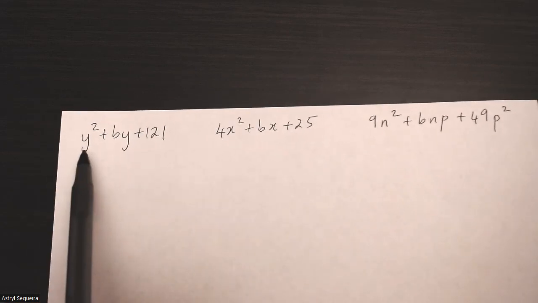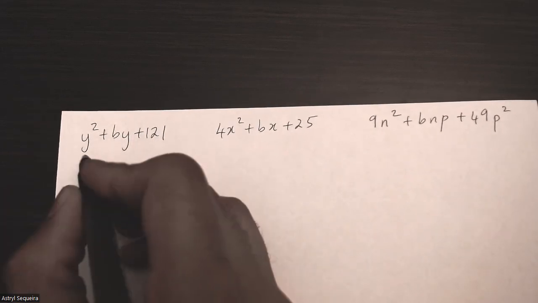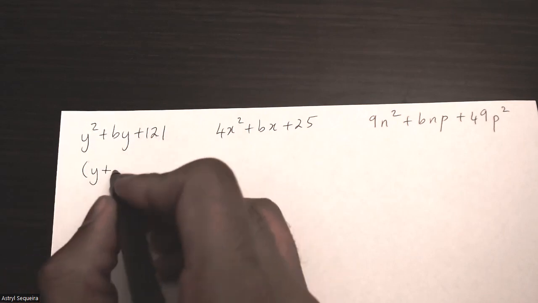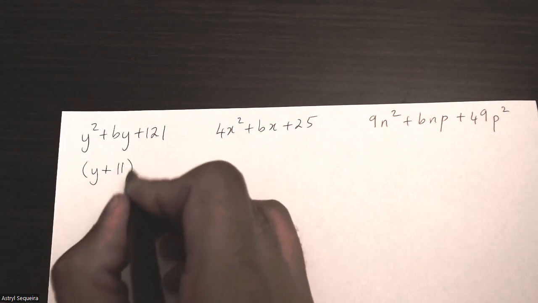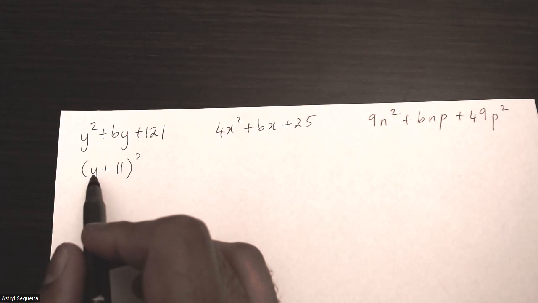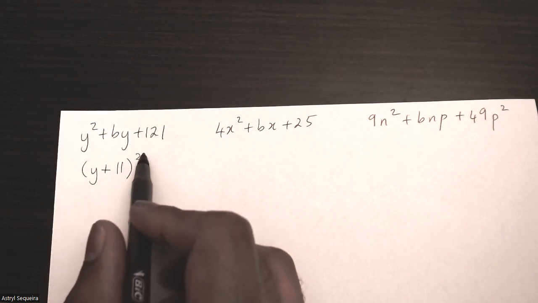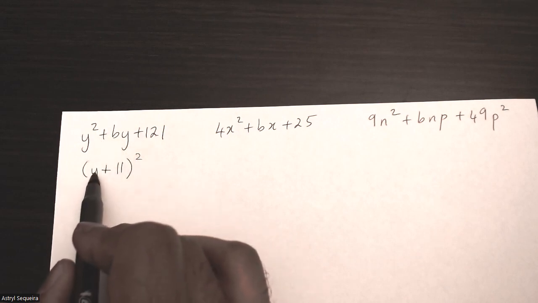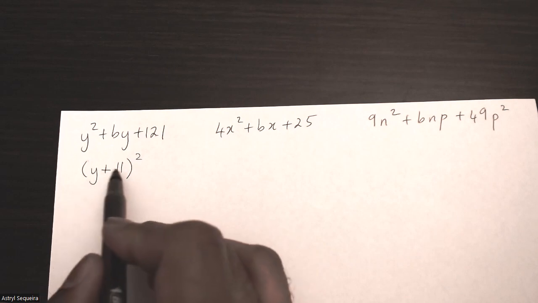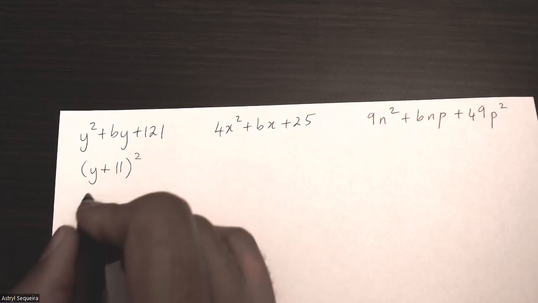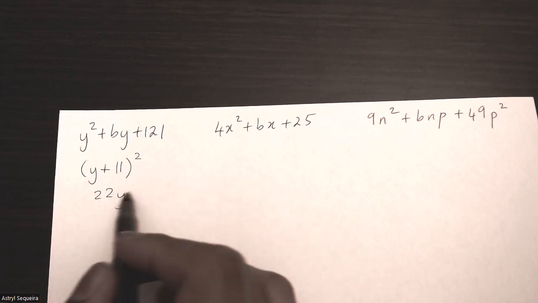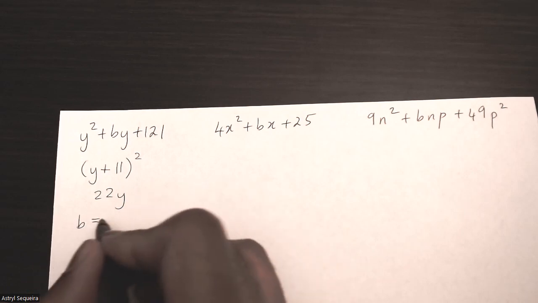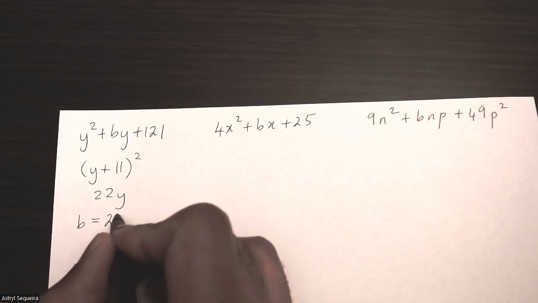So I know if this is a perfect square, I would want to square root my first term, which is just y. And then I want to square root my last term, which is 11. Don't worry about the sign right now. So the perfect square of this could possibly be y plus 11 squared. And I know that to find my middle term, my check, I'm going to multiply this times this times this. So y times 11 is 11y, 11 times y times 2 is just 22y. So I know that the middle term should be 22y, which means b has to be 22.